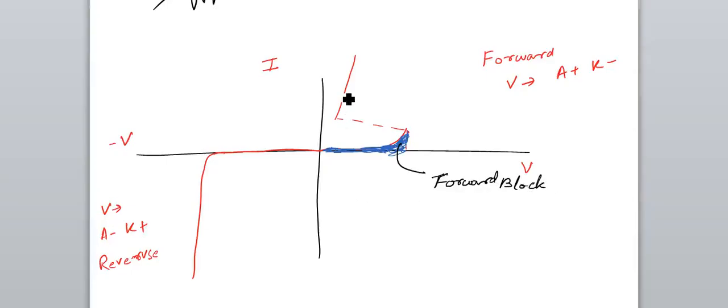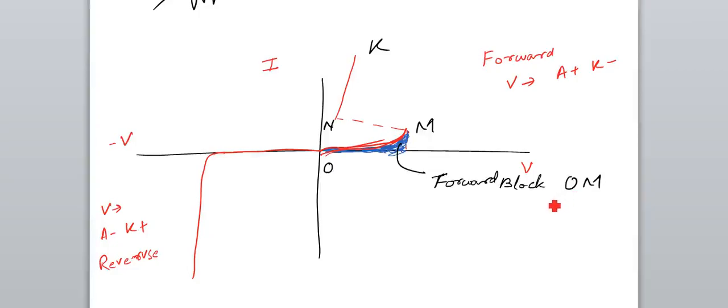Then I am naming the points O, this is M, this is N, and then this is K. So from O to M, it is called the characteristic. This characteristic is the forward blocking state.